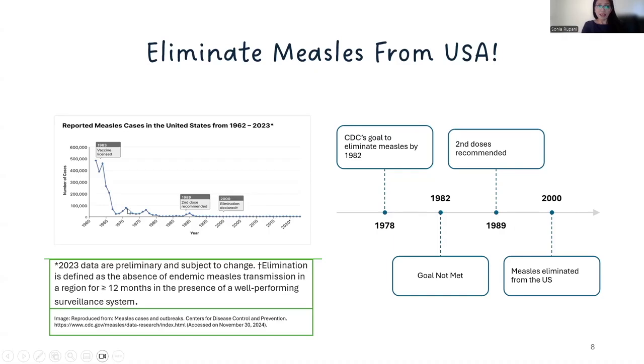If you look at this graph here, this is coming from CDC. These were cases that were reported in the United States, 1962 to 2023. However, the graph cuts off at 2020 here. You see the number of cases. So see how we were at like the peak. Then after a vaccine was introduced, there was a drop. And then in 1980, we see around here that the second dose was introduced because of that outbreak in school-age children, and then no cases at all. And then elimination of measles was declared.